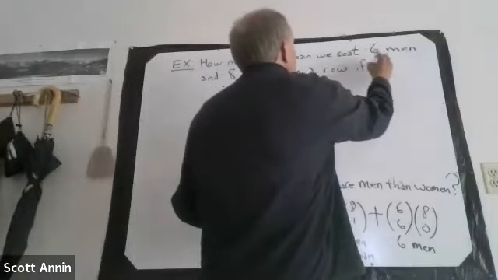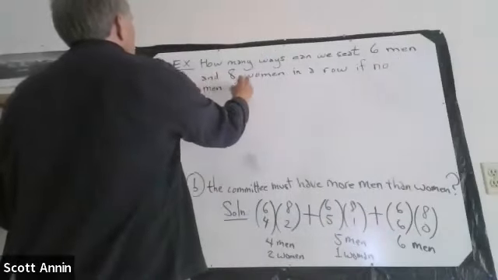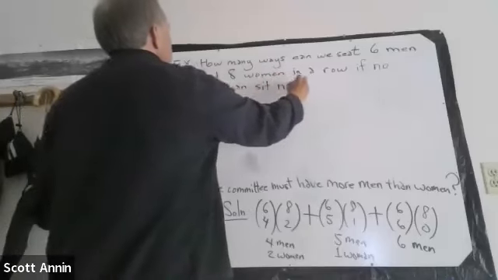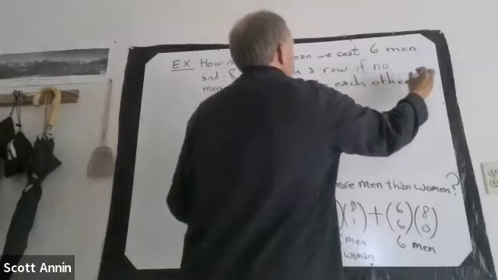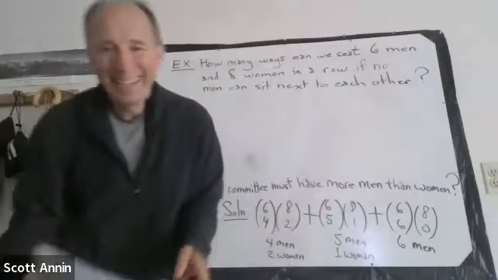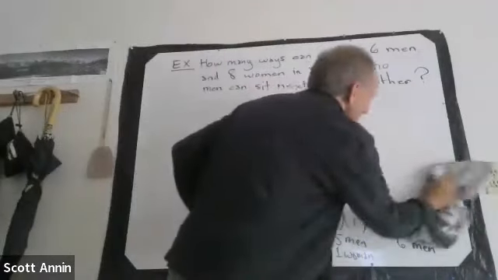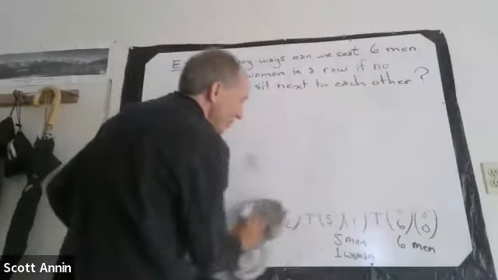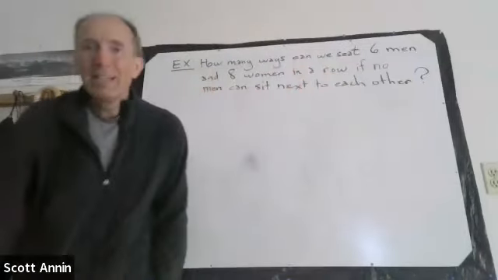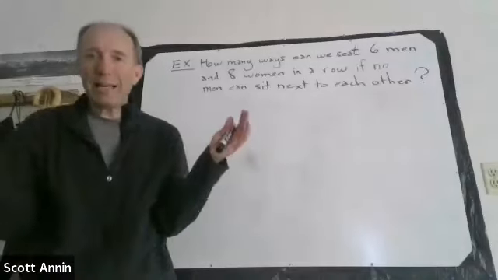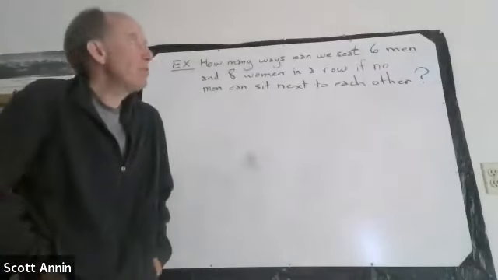If no men can sit next to each other, that makes this problem totally different. No 2 men can sit next to each other. We should never see a man next to another man. So between these 6 men, there always has to be women seated as well, between any 2 men.